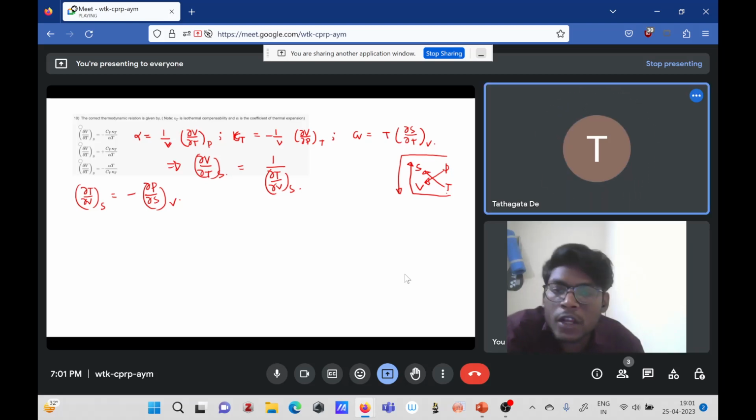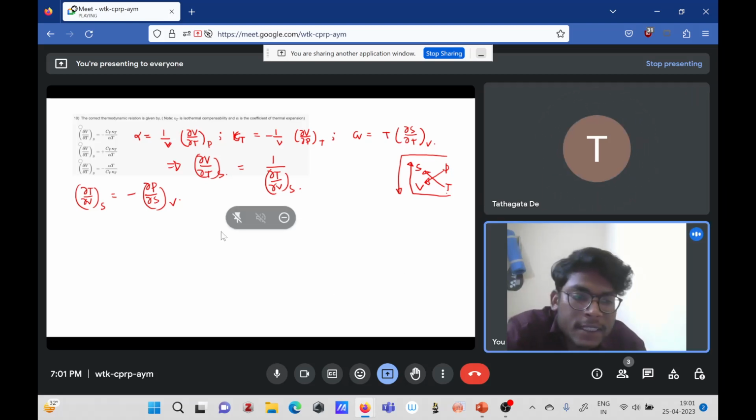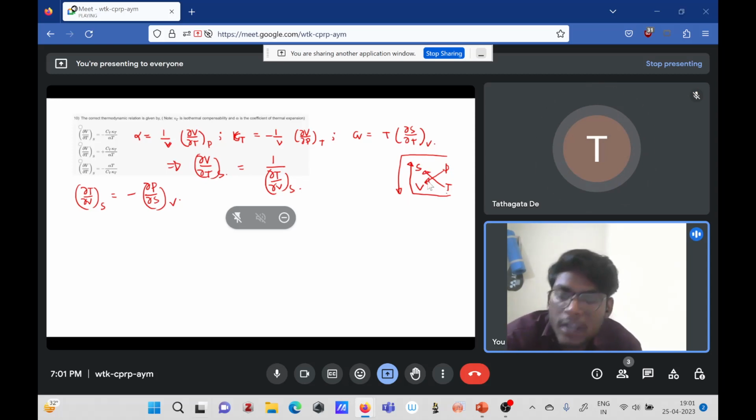Nothing. Okay. So I have said that alpha is the coefficient of thermal expansion, written as 1 by V del V del T at constant P, and kappa T, which is isothermal compressibility, is defined as minus 1 by V del V del P at constant T, and CV, as you know, is T del S del T at constant V. Now we have to remember this Maxwell relationship S P T V. So del V del T at constant S is equal to 1 by del T del V at constant S.